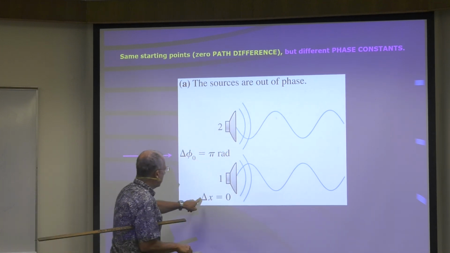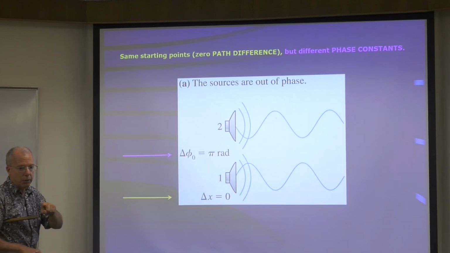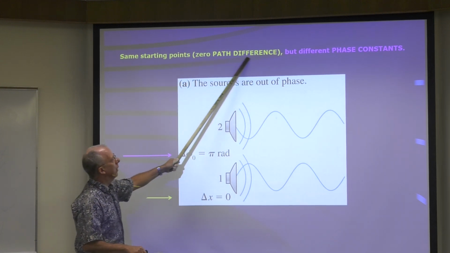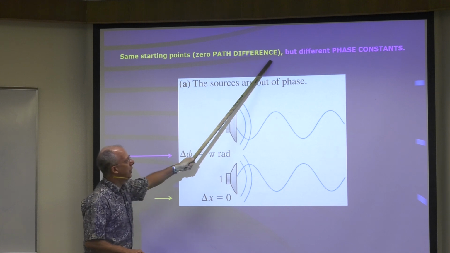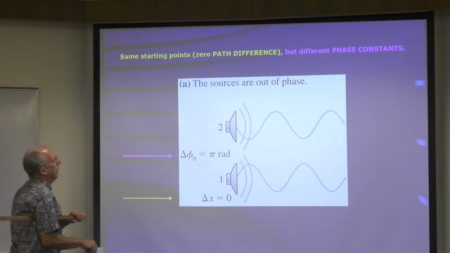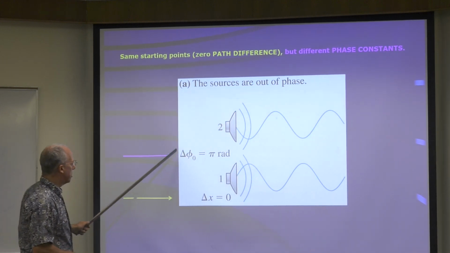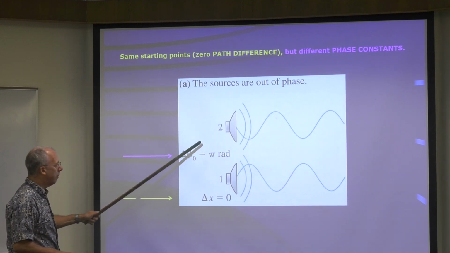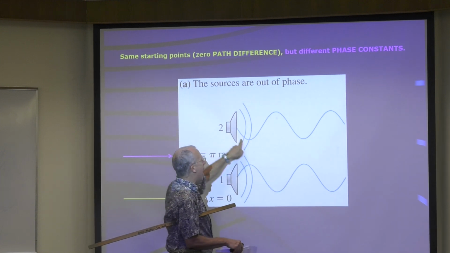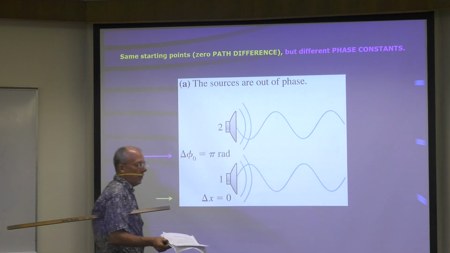So we say that the change in x is 0. By the way, there's a name for that, which we're going to use a lot. Same starting points, so we have 0 path difference, okay? We're going to use that a lot. Path difference. There is no path difference, okay? But what we're saying, though, is that the sources are out of phase. So we're saying that the phase difference is pi. And you can see that, right? Here's an up, and here's a down. So when these guys interfere, they're going to cancel, agree? So you're going to have a destructive interference.